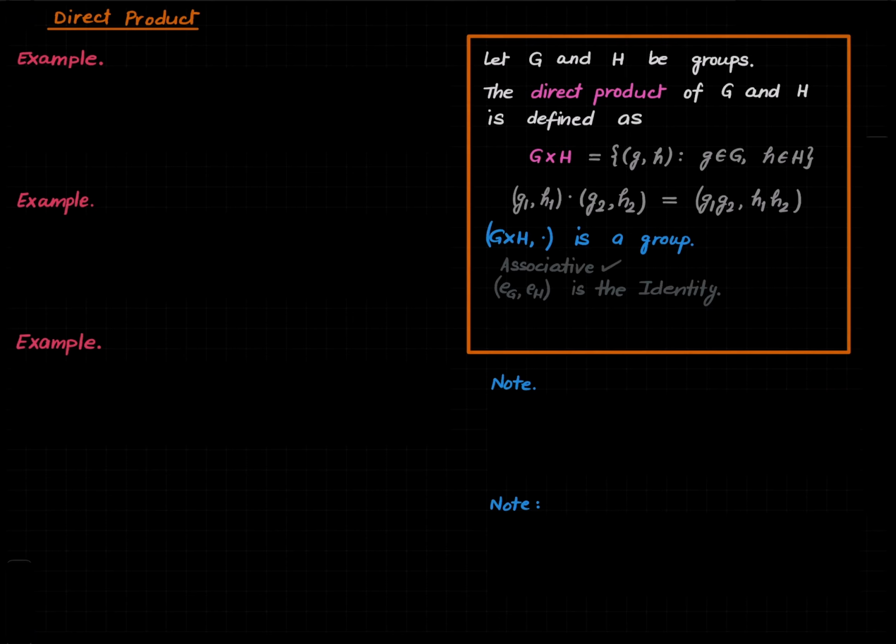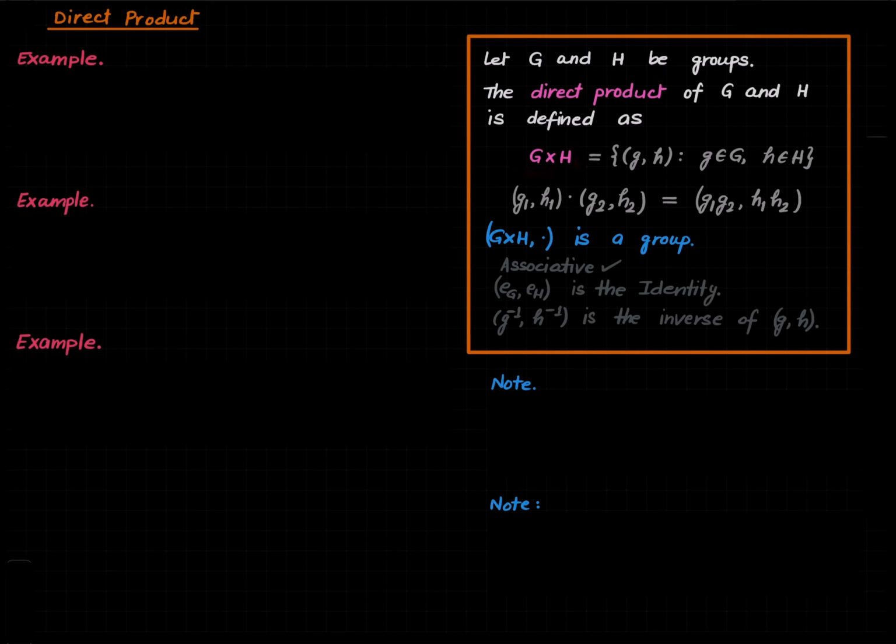And lastly, for inverse, (g inverse, h inverse) is the inverse of (g, h). Right? Everything is extremely simple. You can immediately see that this is the case. Okay, so we have a group structure on this set.